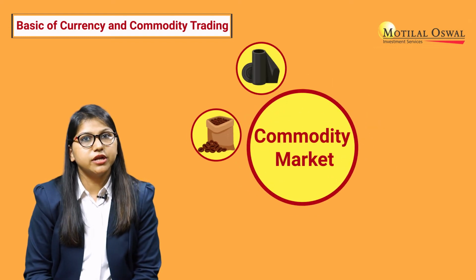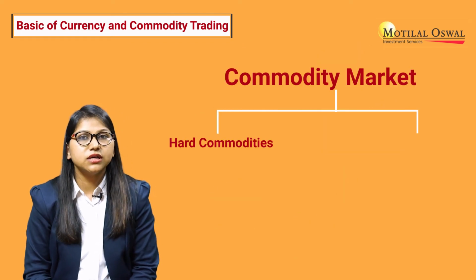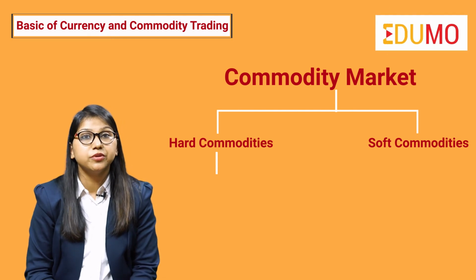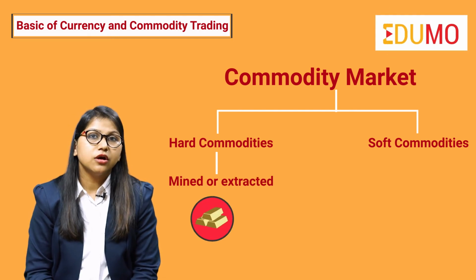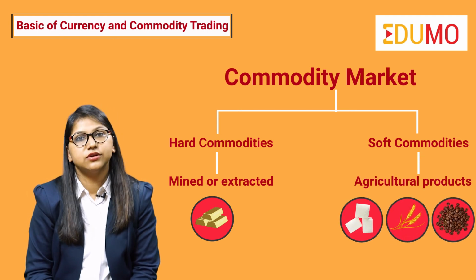Next is the commodity market. Here the buying and selling of commodities takes place. There are hard commodities and soft commodities. Hard commodities are those which need to be mined or extracted, like gold. Soft commodities are the agricultural products like sugar, wheat, coffee, etc.